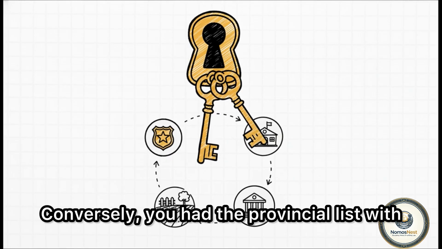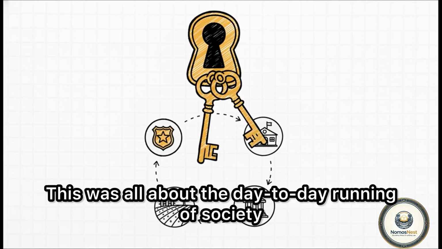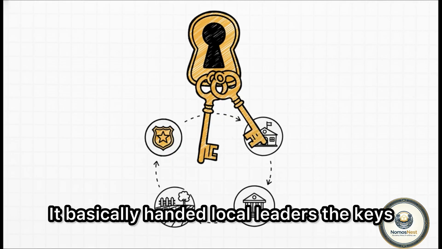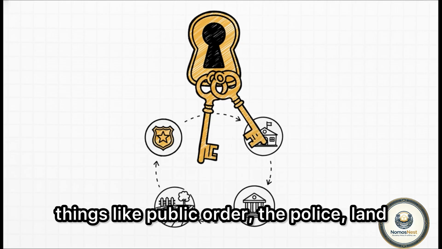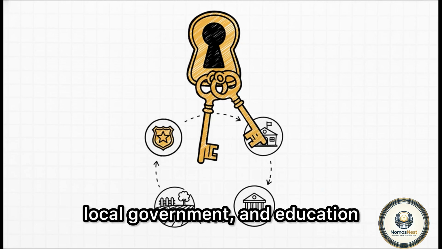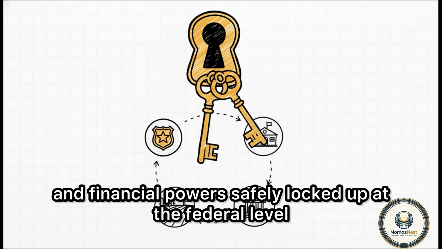Conversely, you had the provincial list, with its 54 entries. This was all about the day-to-day running of society. It basically handed local leaders the keys to the car for domestic administration, things like public order, the police, land, local government, and education. It let the provinces handle their own backyards, while keeping the big-picture military and financial powers safely locked up at the federal level.